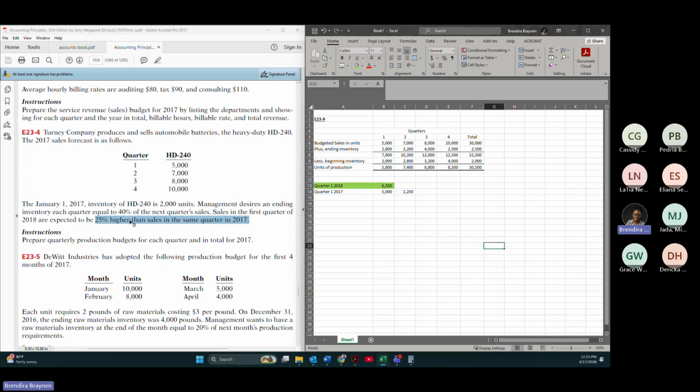I need that because that's the next quarter after Q4. And so 40% of that is expected to be my ending inventory for Q4. 6,250 times 0.4 is 2,500. And that's where I got that from.